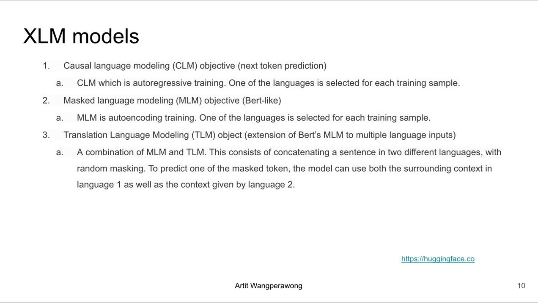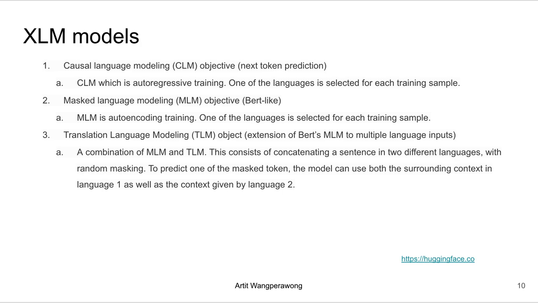The first pre-training model is the causal language modeling, CLM objective, which is essentially next token prediction. That's like GPT. So CLM is, again, autoregressive training, and one of the languages is selected for each training sample, and we can train it on multiple languages. That's what XLM does. The second type of training objective is the masked language model, MLM objective. This is the BERT-like model. Essentially, it's the autoencoding training. And again, one of the languages is selected for each training sample.